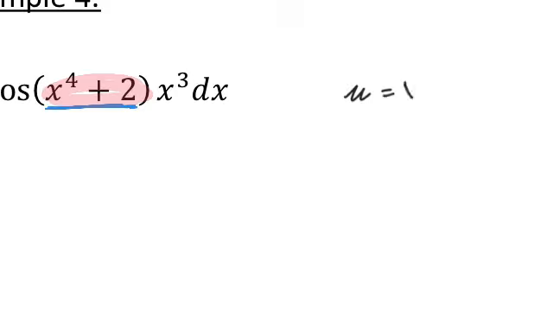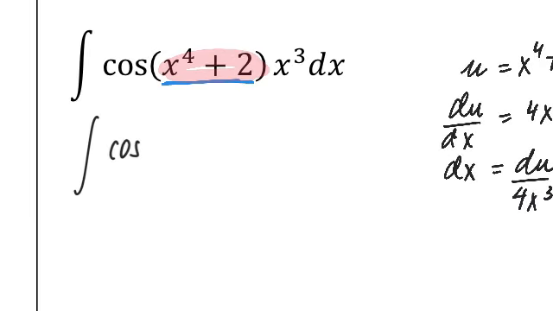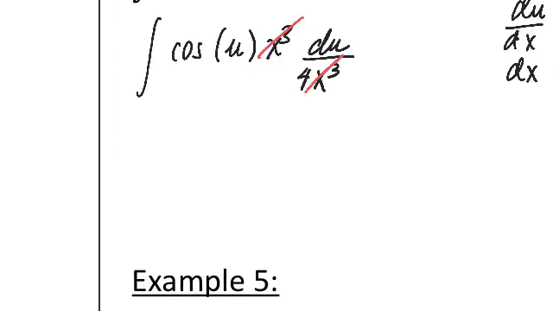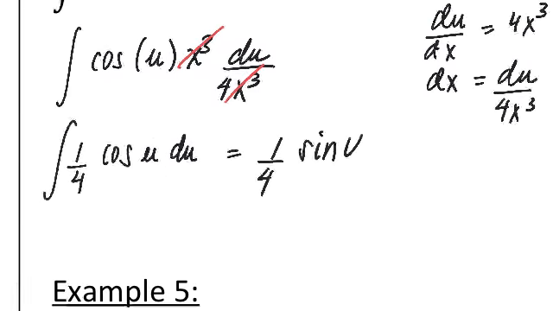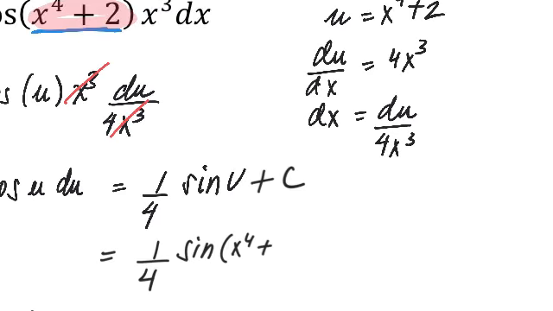So u is equal to x to the 4th plus 2. du dx is equal to 4x cubed. dx is equal to du divided by 4x cubed. Come back into the integral: cosine of u times x cubed times du over 4x cubed. The x cubed cancel. And now I have the integral of 1/4 cosine u du. The 1/4 comes out, and the antiderivative of cosine is sine plus c. So final answer, 1/4 sine of x to the 4th plus 2 plus c.